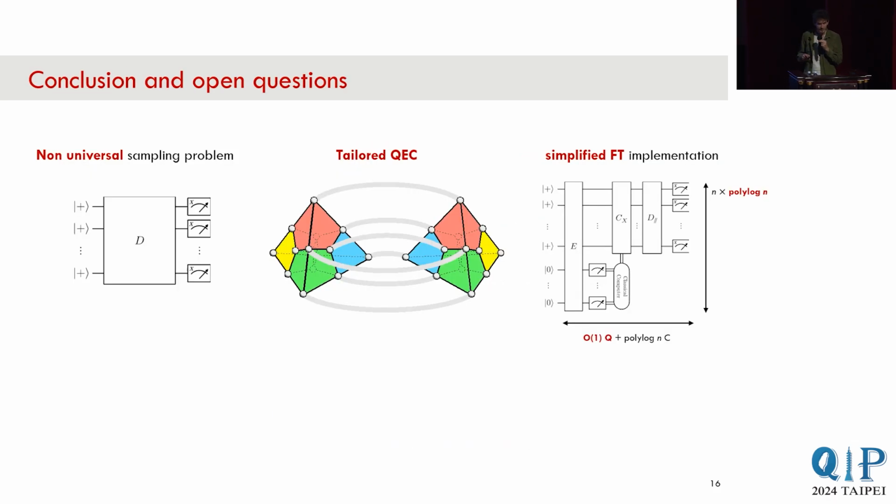All right, so let me summarize what we have been doing. We started from some non-universal sampling problems that nevertheless exhibit some classical computational hardness. Since this is non-universal, we have been able to design some tailored quantum error correcting codes where we are circumventing some no-go theorems of quantum error correction, such as the Eastin-Knill theorem. And then, when implementing this sampling problem on this specific code, this yields a simplified fault-tolerant implementation that is essentially of constant quantum depth and polylogarithmic space overhead, and a single round of measurement and feed-forward.